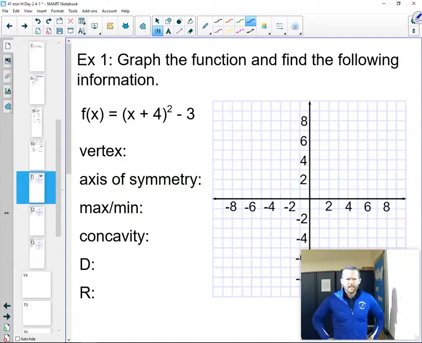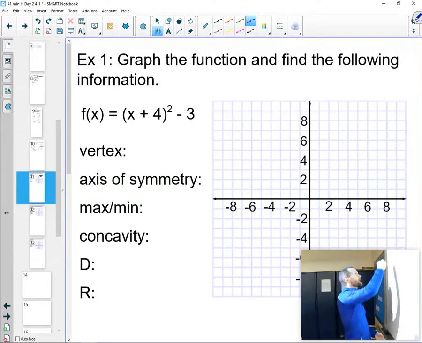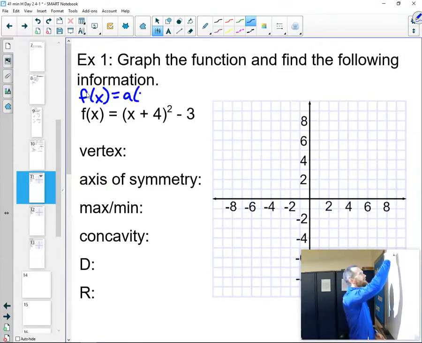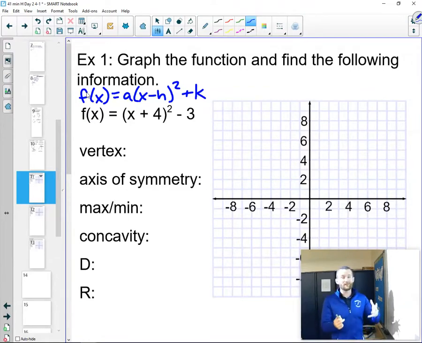So we got f of x equals (x plus 4) squared minus 3. All right, now you don't have to write this down every time, but I like to at least think, okay, we're in vertex form. So it's a times (x minus h) squared plus k. That's going to help us find our information. That's sort of like our slope-intercept form. But obviously, it's vertex form this time because it's not a linear function, it's a quadratic function.